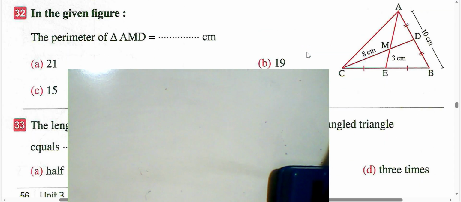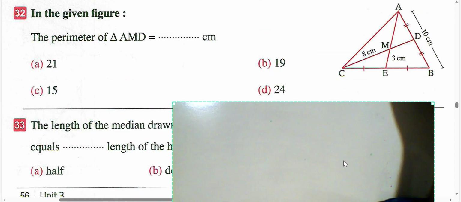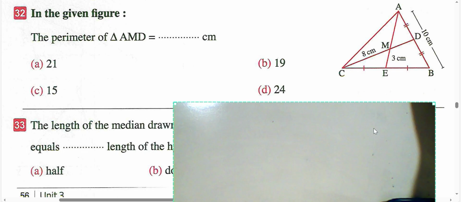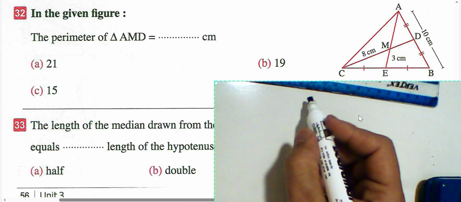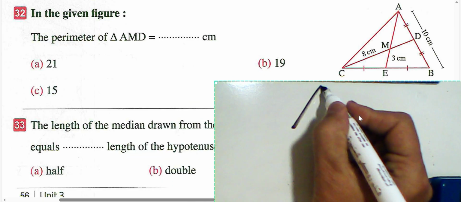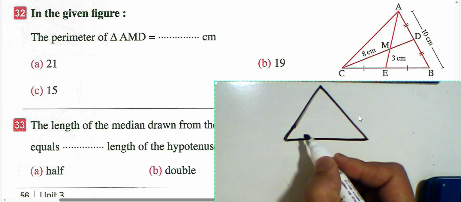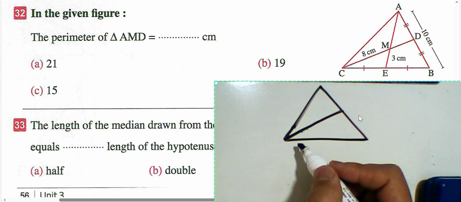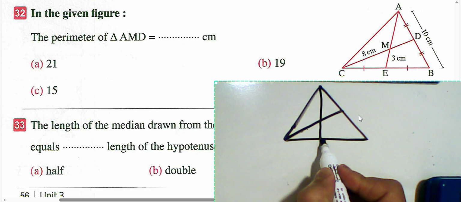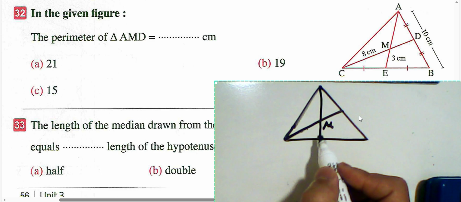Next question. For the given figure, the perimeter of triangle AMD equals what? You want to find the perimeter of AMD. Okay, look with me at the steps here. I will explain. We have a triangle like this, and we have the median. This median, and we have another median, intersecting at point M, the centroid.